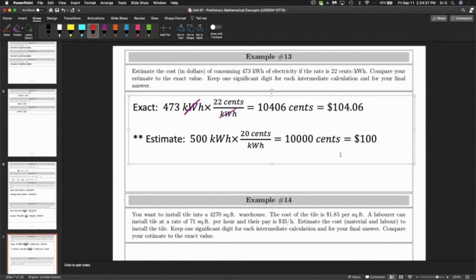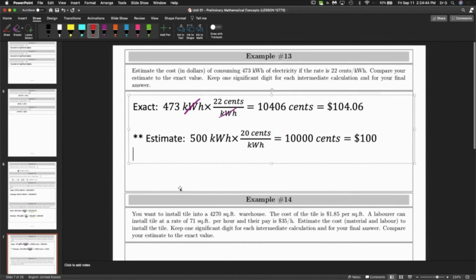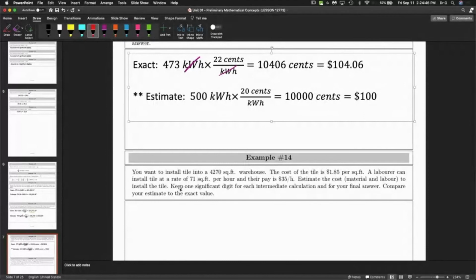Sounds good? You're very welcome. Okay. 104.06 is 5 digits, because both zeros are sandwiched.